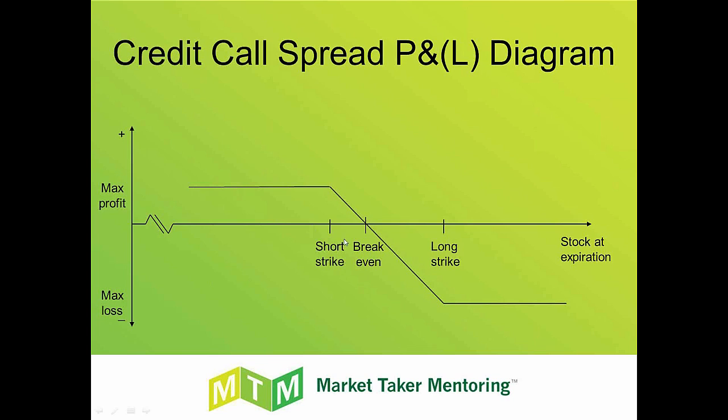Now the lower strike call, the 50 strike call, is going to be worth more than the 55 strike call. So I'm going to take in a credit, thus the name credit spread. The most I can make on this trade is the credit that I take in when I put the trade on.